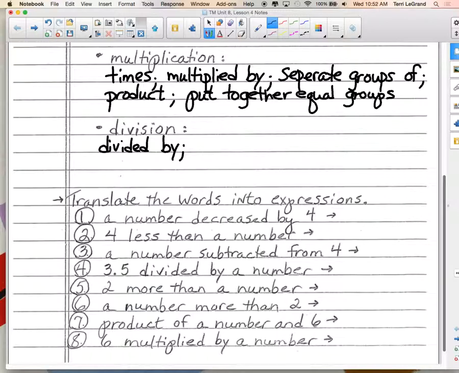Harley. Separate. Oh, so separate though. We got to also be a little bit more specific. Separate into what? Kaden? Oh, into equal groups. Because if I'm going to take 10 and divide it by 2, I'm going to be separating it into equal groups, aren't I? So separate into equal groups.